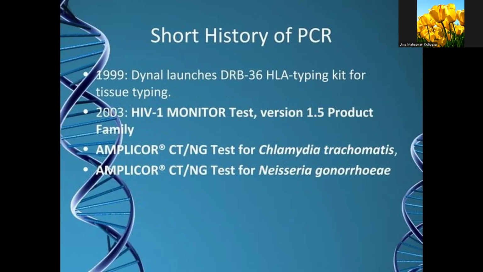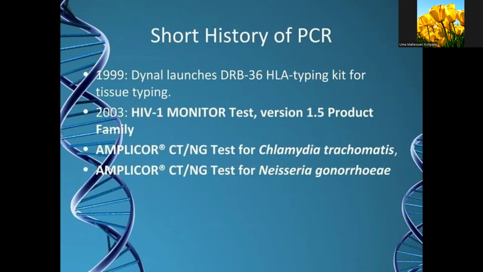Next, Dynal launches the DRB1 HLA typing kit for tissue typing. So these are all the biotechnology processes that we use to detect different types of genes, different types of tissues, and detection of different diseases, gene sequences, etc.